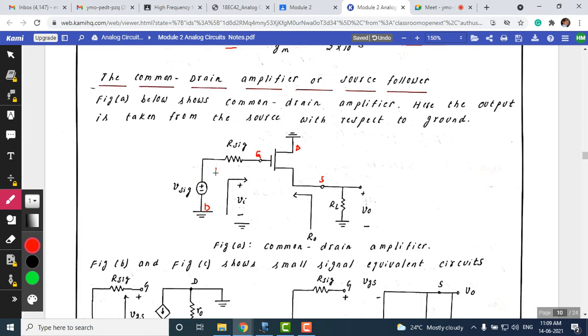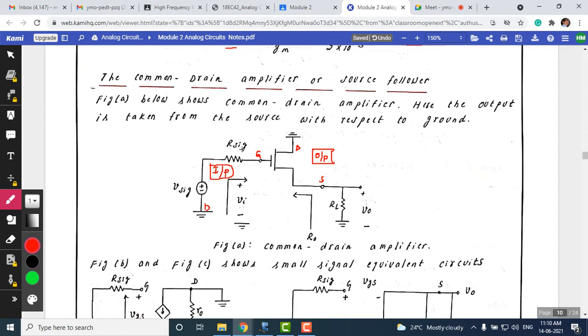So input is applied between the gate and drain. So this is our amplifier input, and output is measured between source and drain. So this is our output, source and drain. You must identify where input is applied and where output is measured. And look at other things in this amplifier.